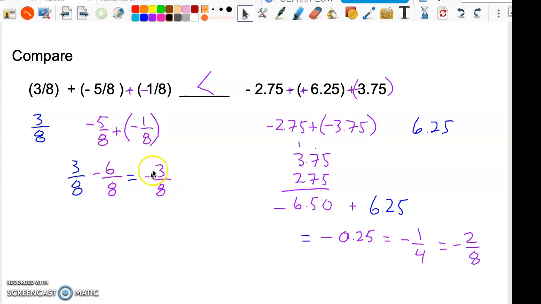Remember, I'm not talking about absolute value, all right? Absolute value here, 3/8 would be bigger than 2/8, right? But I'm talking about where it is on the number line. Negative 3 is actually less than negative 2, so negative 2/8 is bigger.